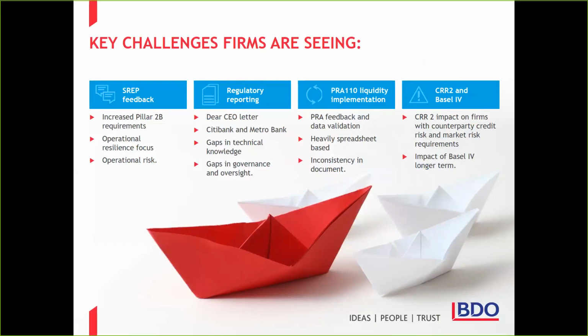There's also a couple of new things that have been implemented or have very recently been implemented around the PRA 110. This is the new liquidity return that has replaced FSA 047 and 048. We're going to share with you some of the PRA feedback we've seen there, and also some of the challenges that firms have seen. And then finally, I'm going to talk a bit about CRR2, a new round of Basel rules and how they are being implemented. Going to touch on particular firms with counterparty credit risk and market risk challenges, and also the wider Basel IV longer term requirements. So those are the things we are specifically going to talk about.